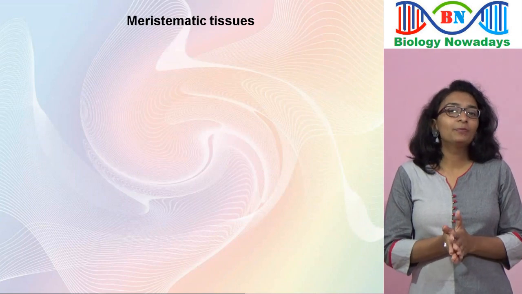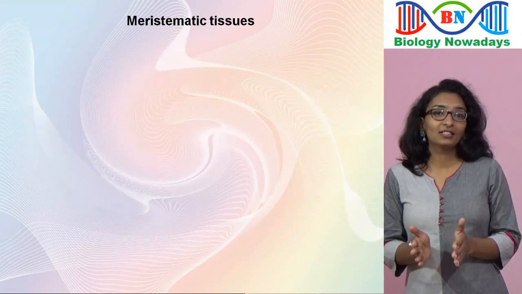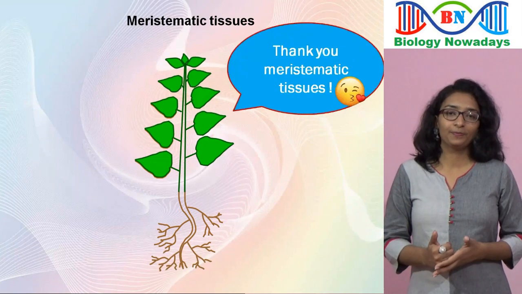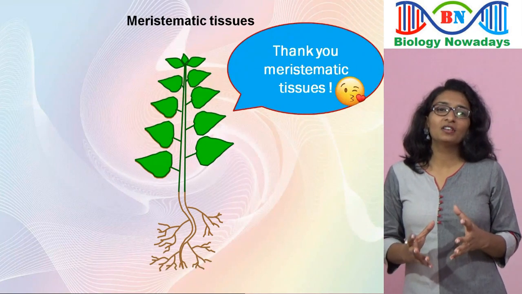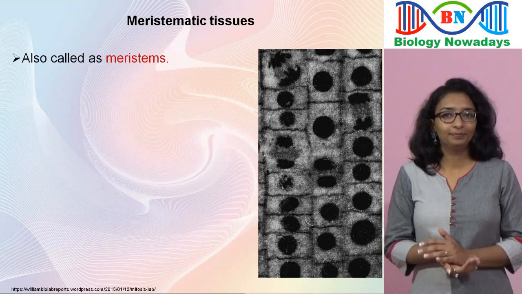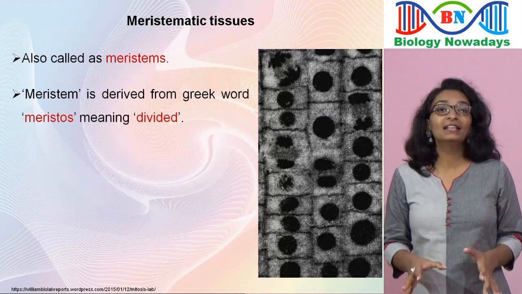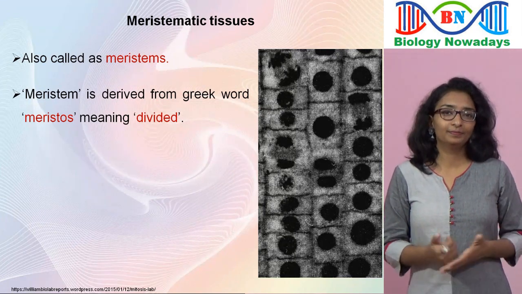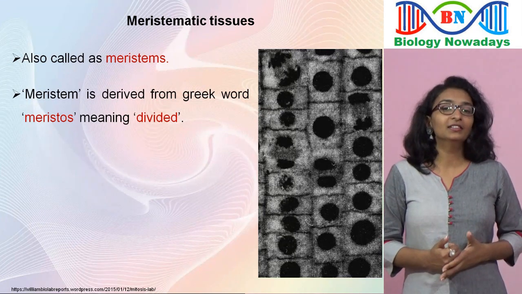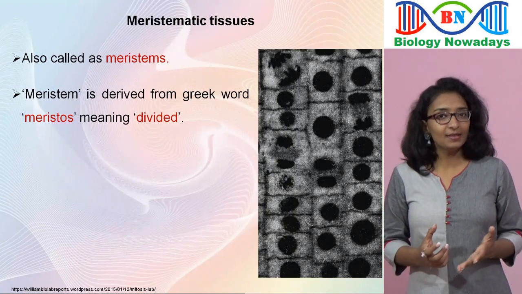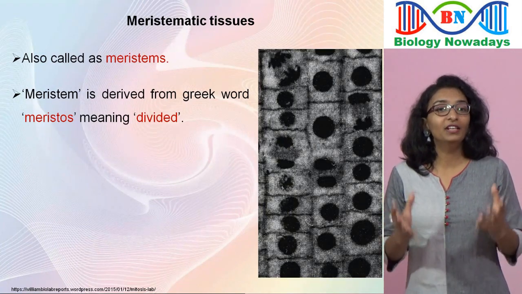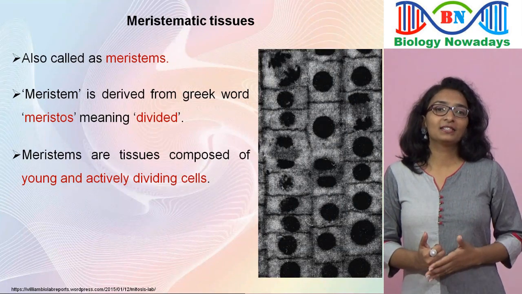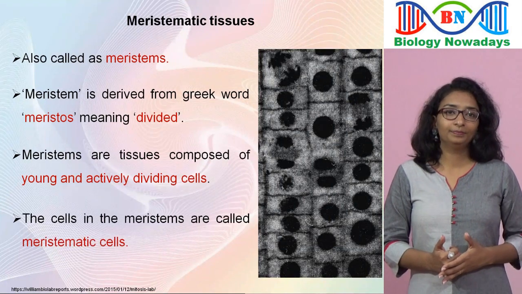You know that plants produce tissues and organs until they die. Actually, this is due to meristematic tissues. Meristematic tissues are also called as meristems. The word meristem is derived from the Greek word meristos, meaning divided. As I mentioned earlier, meristematic tissues or meristems are tissues composed of young and actively dividing cells. The cells in the meristems are called meristematic cells.